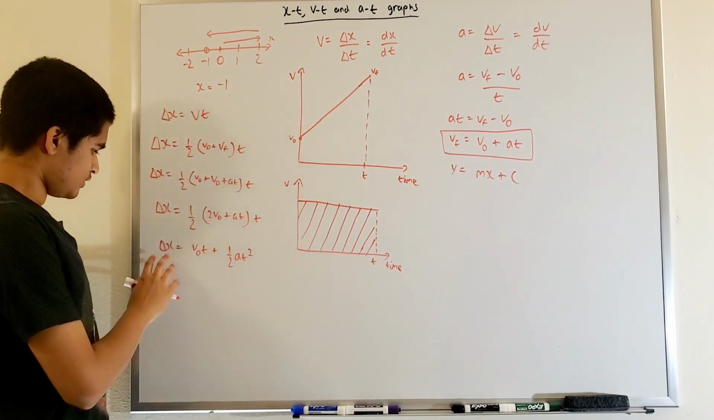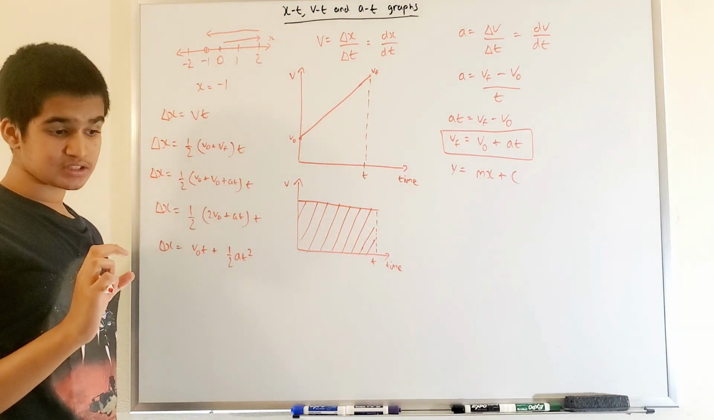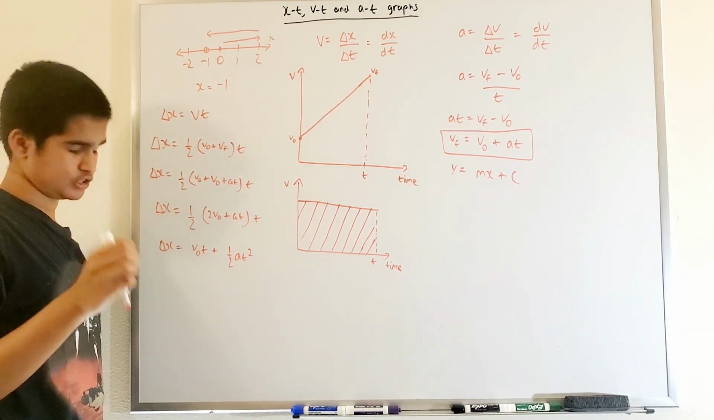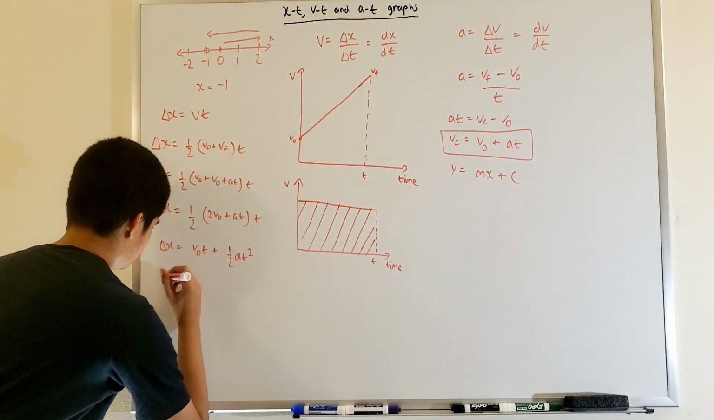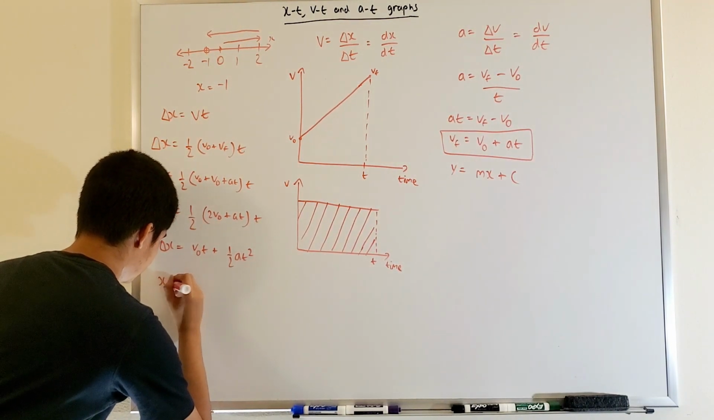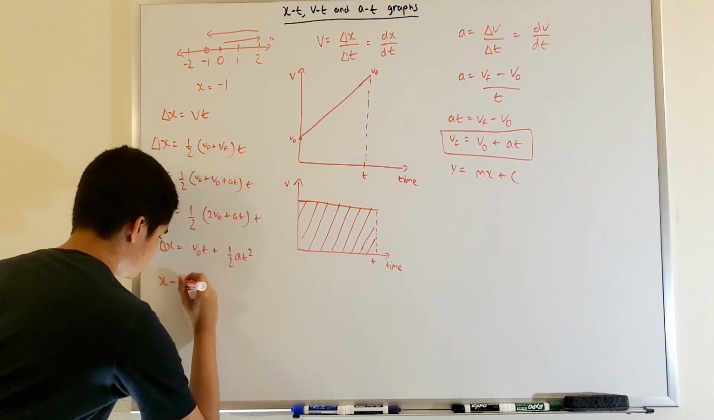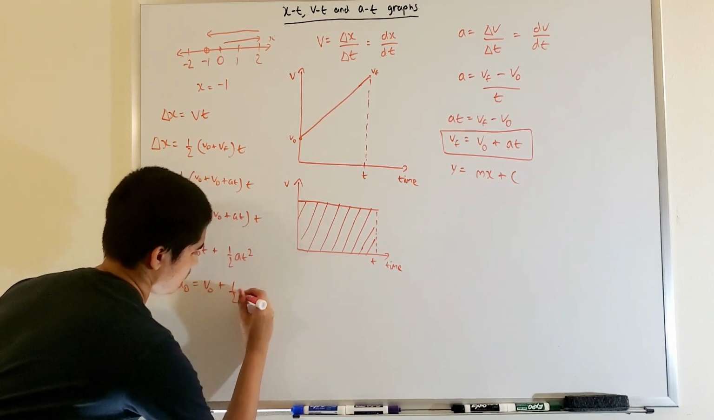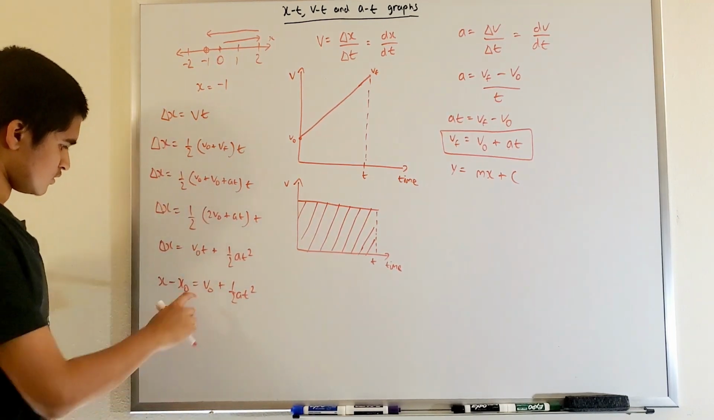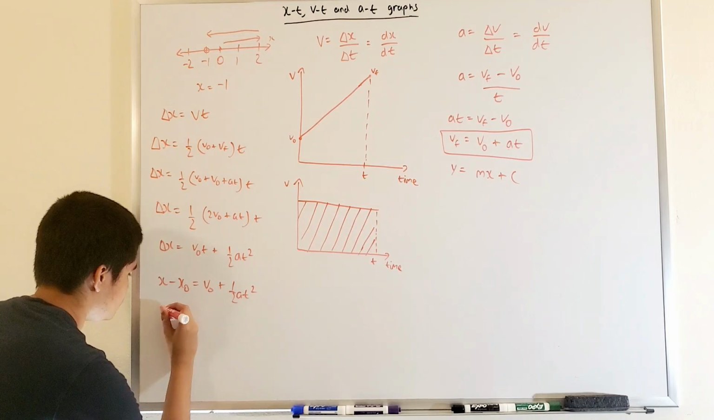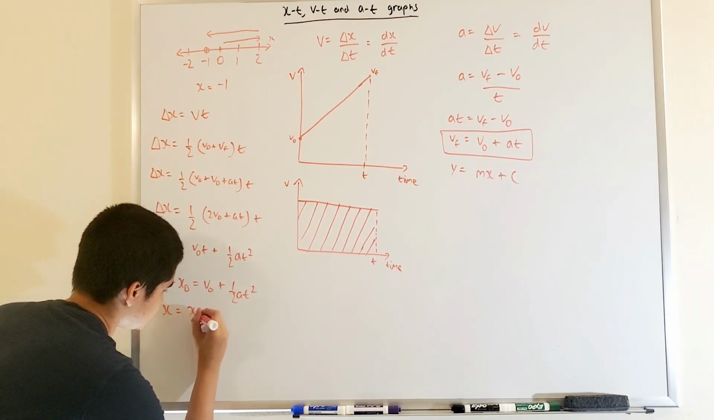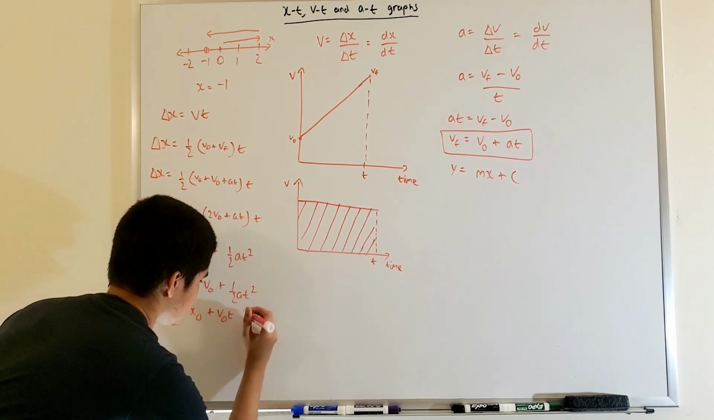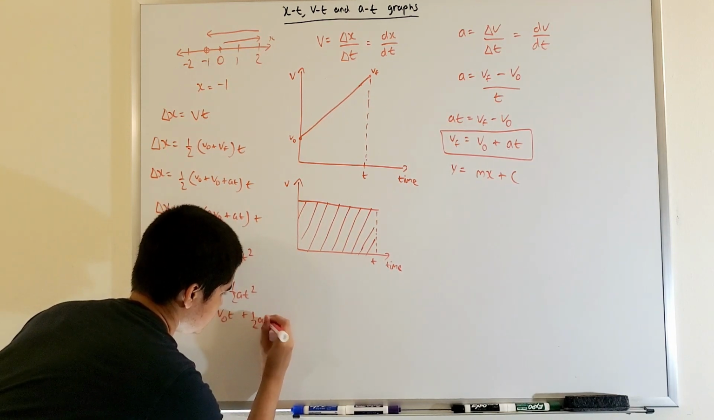Now, since delta x is the change in displacement, it can be written as the final displacement minus the initial displacement. So let us say that can be written as x, which is the final displacement, minus x0 is equal to v0t plus 1/2 at squared. Adding x0 on both sides, we get our second equation of kinematics, that is x is equal to x0 plus v0t plus 1/2 at squared.